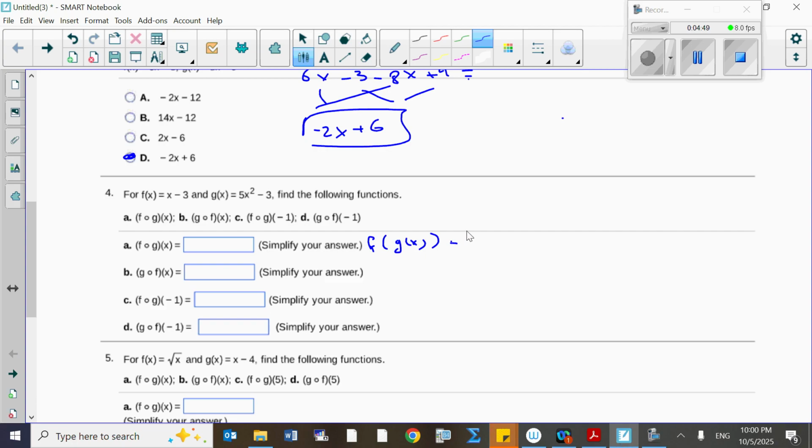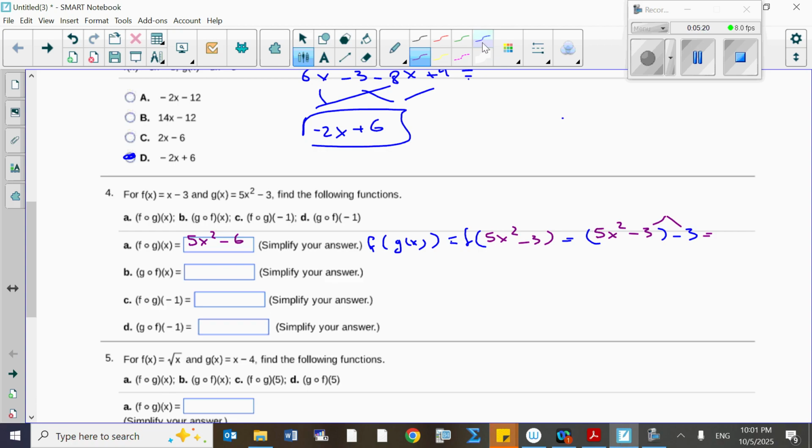So to find that, I'm going to keep the f outside first and write the g inside, 5x squared minus 3. Now this is the new input for f. f was supposed to be x minus 3. But now my new x value is 5x squared minus 3. Now combine them. Negative 3 and negative 3 makes it negative 6. So this will be 5x squared minus 6.